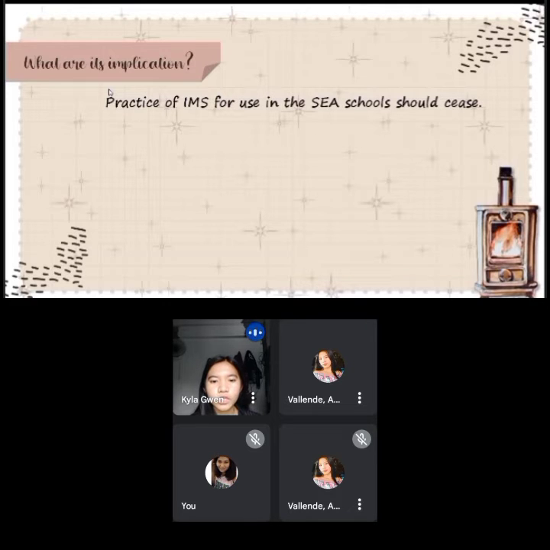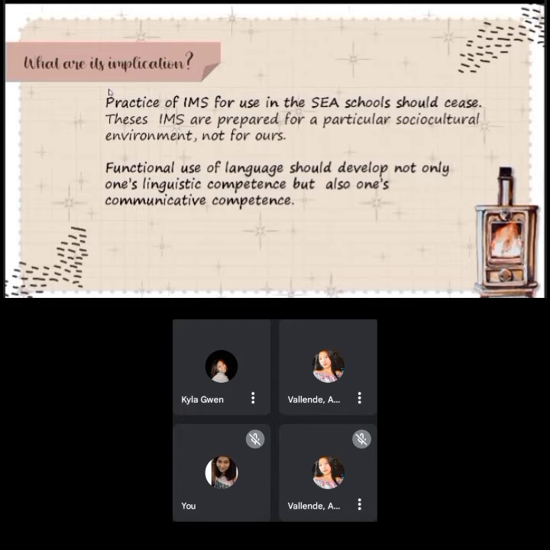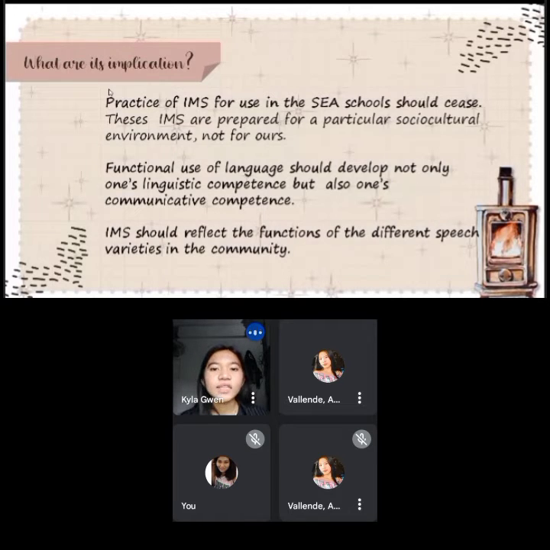The second one is that the functional use of language should develop not only one's linguistic competence but also one's communicative competence. You can see there is no indication of linguistic competence in each of the factors. It's all about communicative competence, how you interact with the target language group. It's not given the same importance in traditional theories. This theory considers not only linguistic competence but also communicative competence. And lastly, instructional materials should reflect the functions of the different speech varieties in the communities. That means the different roles in the community, the materials should reflect them.